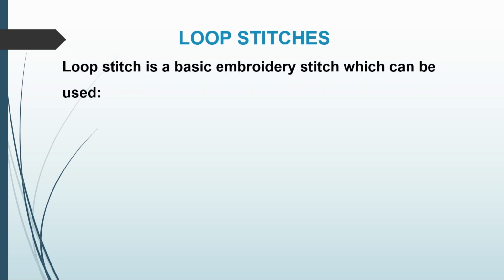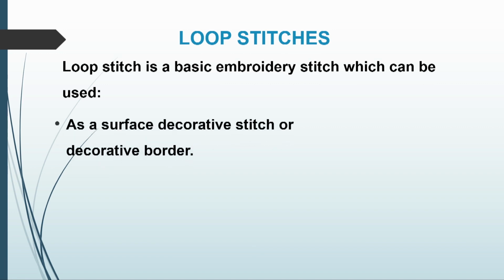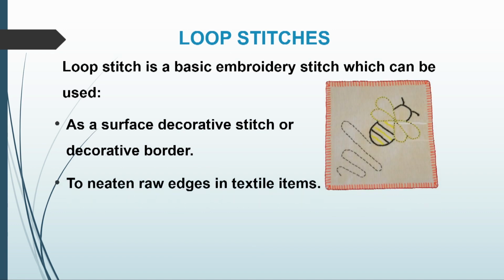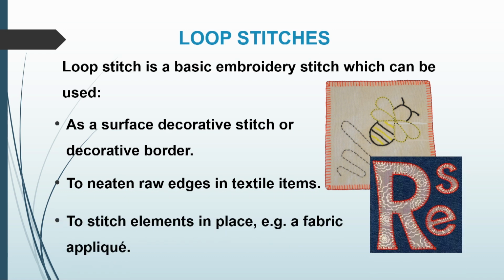Loop stitches, also known as blanket stitch, is a basic embroidery stitch which can be used as a surface decorative stitch or decorative border to neaten raw edges in textile items, to stitch elements in place, for example, a fabric applique. Let us see how to work loop stitches.